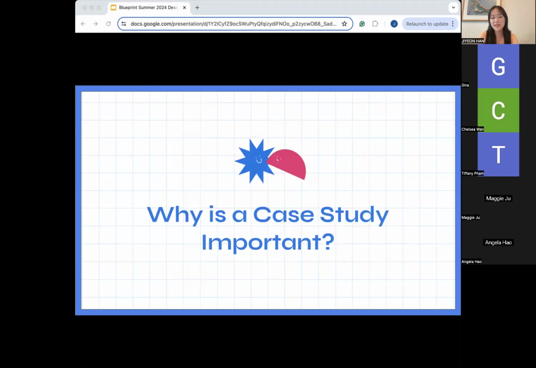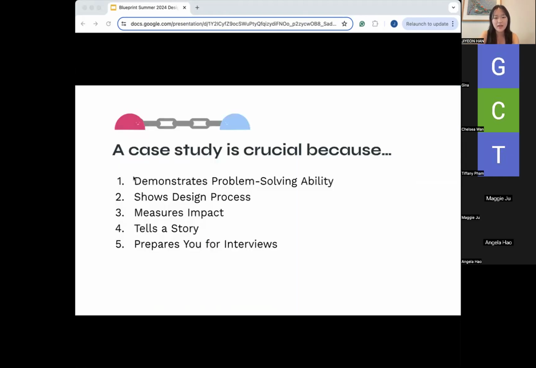So yeah, what makes the case study so important? Everyone says, oh, as a designer, your case study is really important, but we really need to understand why, in order to get to that point where your portfolio really shows who you are as a designer. And personally, I think these are the top five, or maybe top four, and preparing for your interview really goes for everyone. One being that it demonstrates problem-solving abilities.